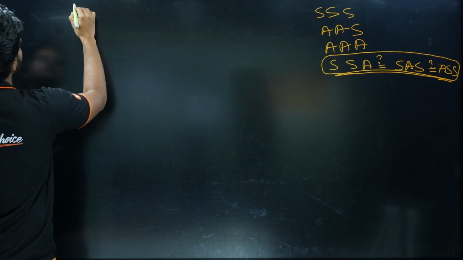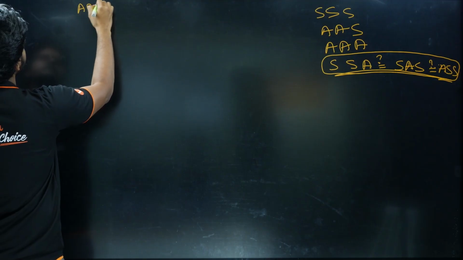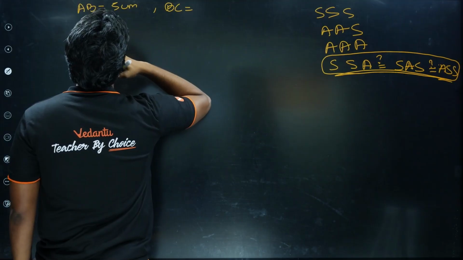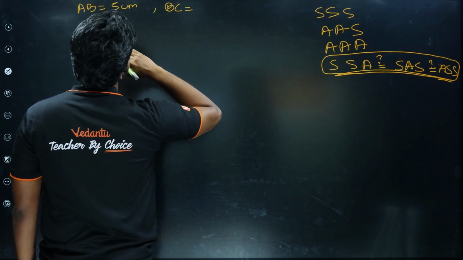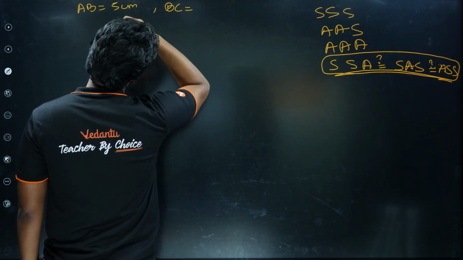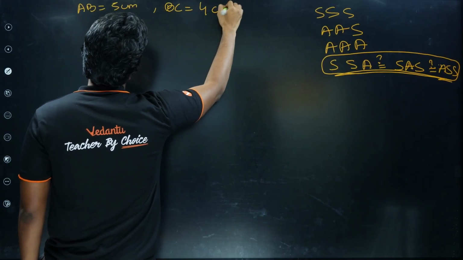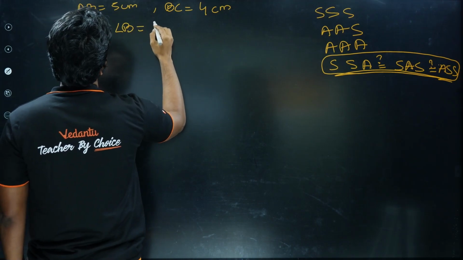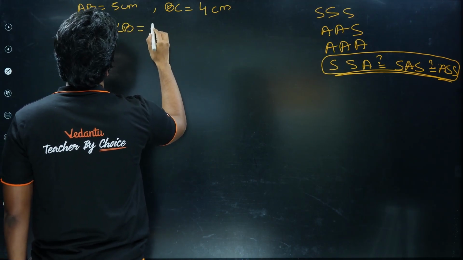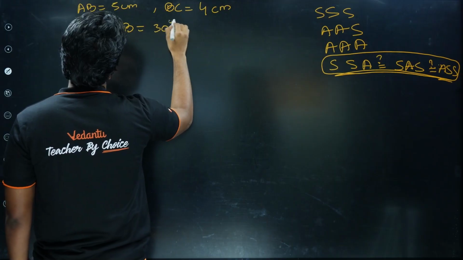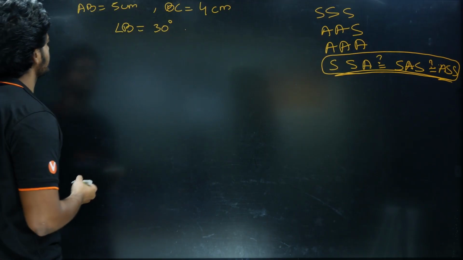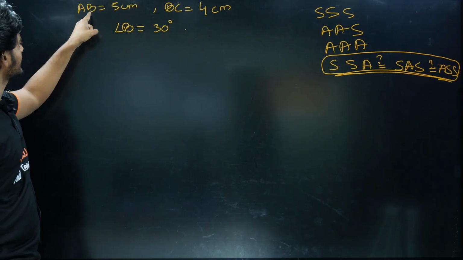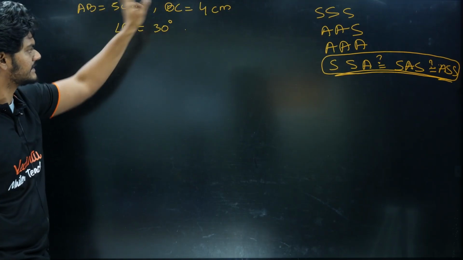So we have information about two sides. Let's say AB is equal to 5 centimeters, BC is equal to 4 centimeters, and angle B is given to be 30 degrees. Now you see this is side angle side. The angle B is exactly between AB and BC.